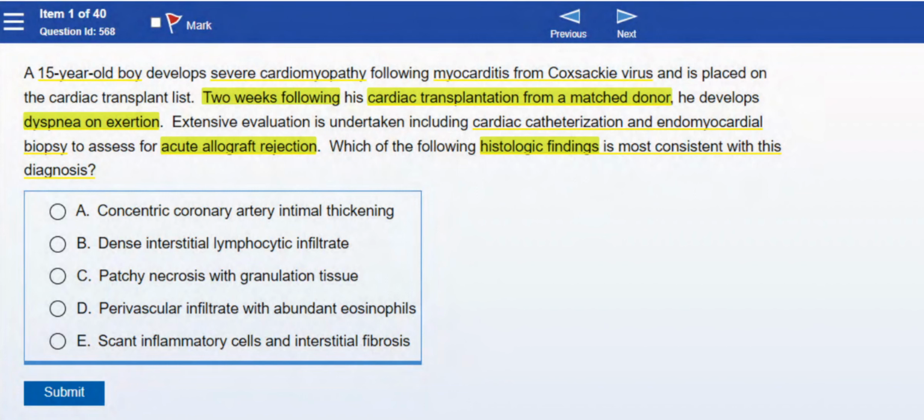Hello guys, we are starting a series of lectures on UWorld QBank for USMLE. This is the portion on cardiology, and in cardiology we have 11 blocks, and each block has 40 questions.